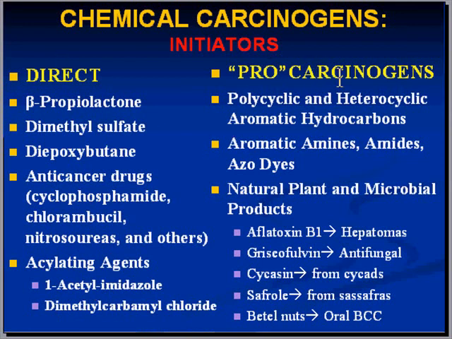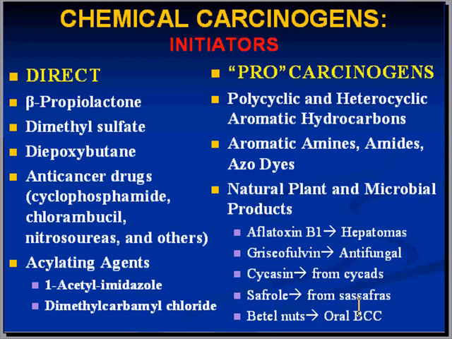The indirect ones can be called procarcinogens because they have to be metabolized by the body before they can do their work. And believe it or not, the category of things we call tars, or the aromatic hydrocarbons, all those polycyclic, heterocyclic aromatic hydrocompounds, these are not direct, they're indirect. They're metabolized by the body, as well as the aromatic amines, the amides, the azo dyes. These are also procarcinogens. Normal organic compounds like aflatoxin cause hepatomas. Griseofulvin, an antifungal, which is sometimes used as an anti-tumor agent itself, is also a procarcinogen. Interestingly, there's a compound called cycasin, which you might guess is from cycads. They can be metabolized as well and have been indicted as carcinogens.